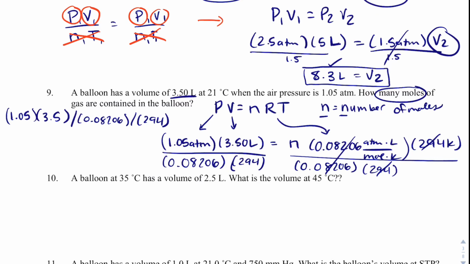Okay, on the quiz, one of the most common mistakes was just calculator errors, okay? So I just don't want anyone to run into that on the test. Okay, so let me plug that into my calculator. 1.05 times 3.5 divided by 0.08206, and then another division sign, 294. And our moles, which we never expect a lot of moles, okay, because 1 mole is 6.02 times 10 to the 23rd particles, which would be a lot.